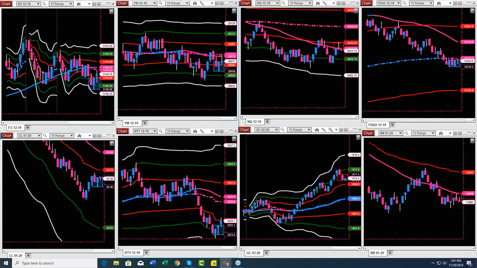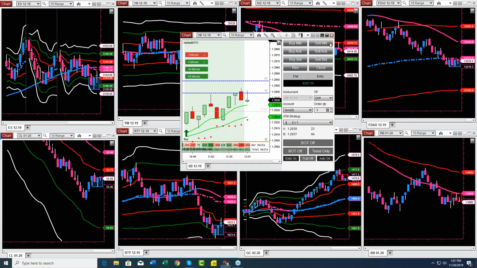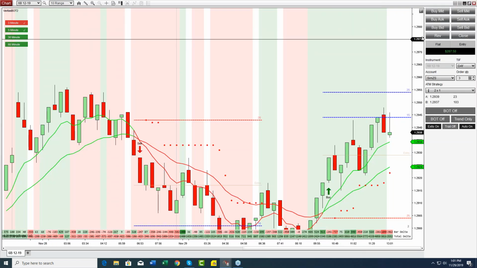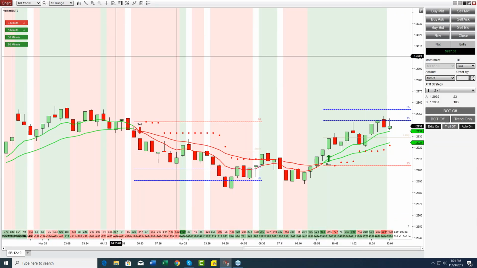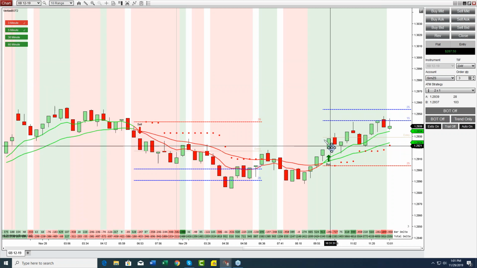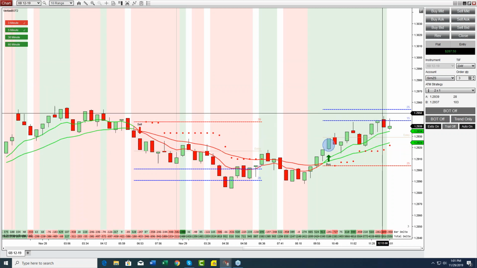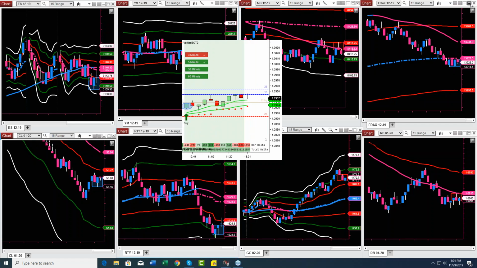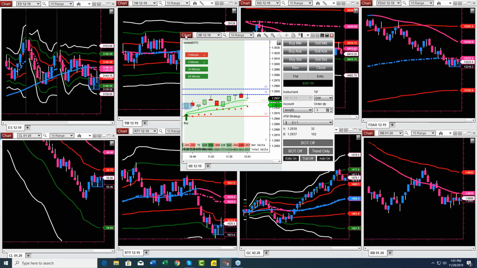Well, there was a pound trade. Here's a 6B trade. This is a 10 range using a 3 and 5 minute settings. And the 6B took this trade this morning. First target, closed the runner manually, up 287.50 on the 6B today. One trade.